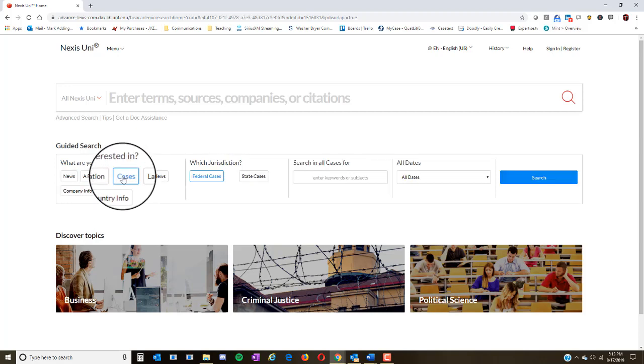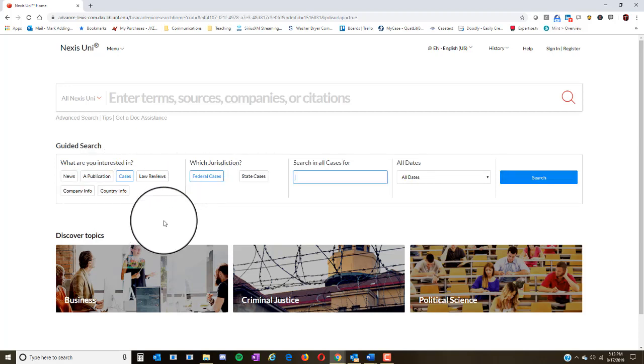Here, you would choose a case. In that case, we'll say a federal case. And let's put in Ricci v. DeStefano again and search for that.